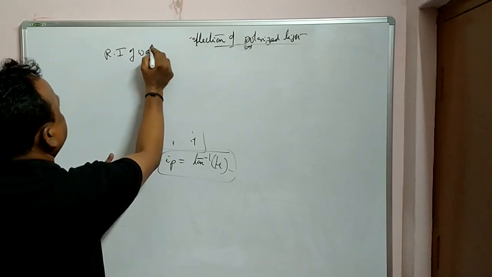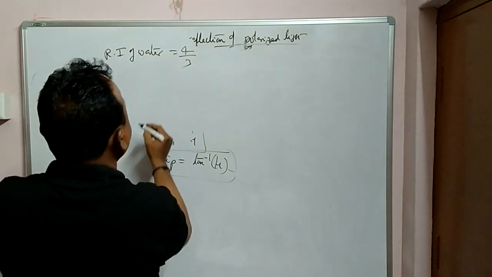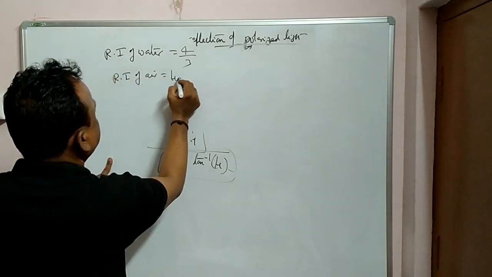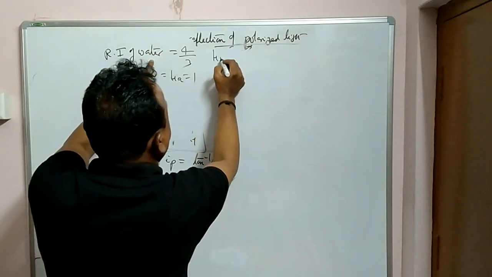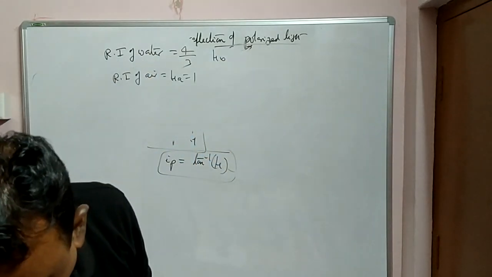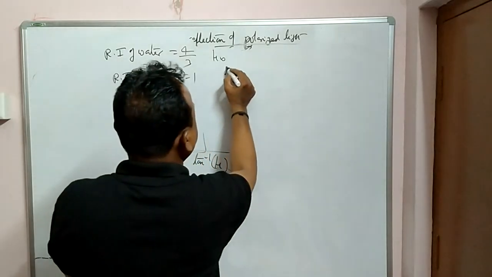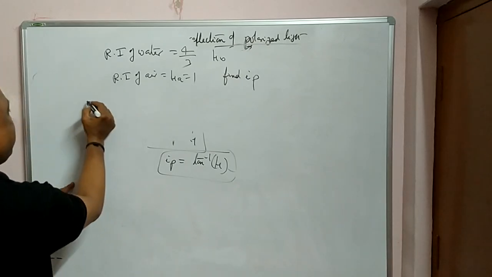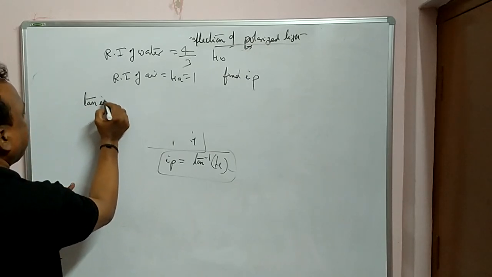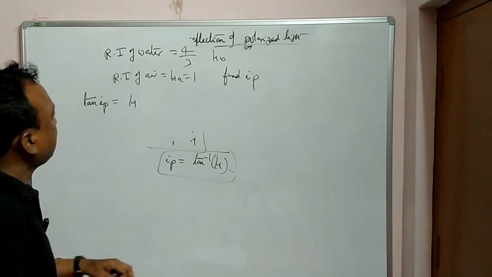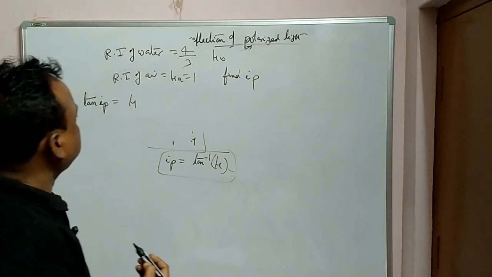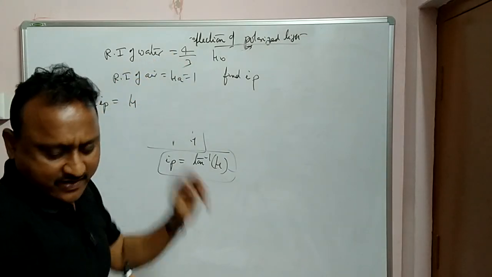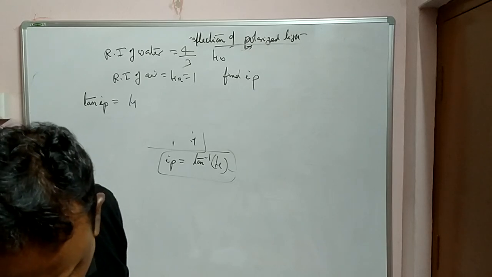The refractive index of water is given as 4 by 3. The refractive index of air is given as 1. Of course we know. This is the refractive index of water. Now the question is, find IP, the polarizing angle. So we already know from Brewster's law, tan IP is equal to mu. Tan IP is equal to mu. And what is mu here? The refractive index of water and air is given.